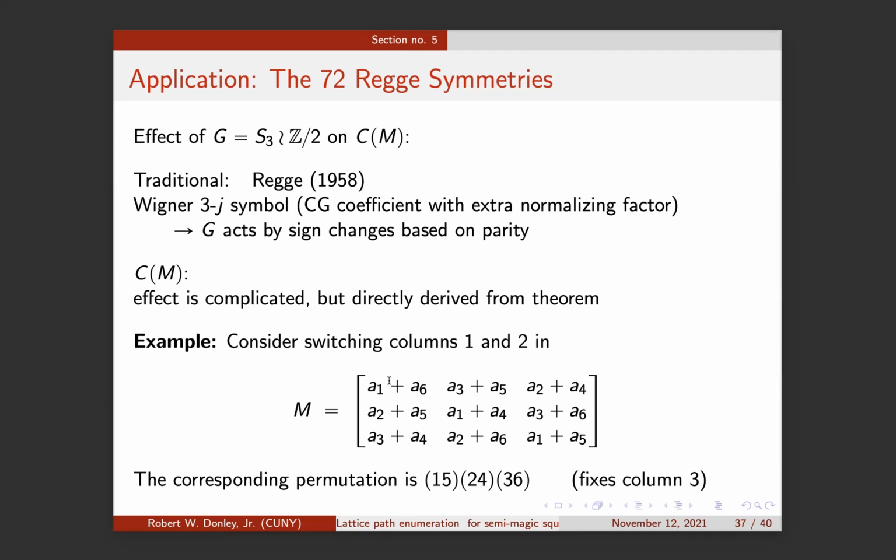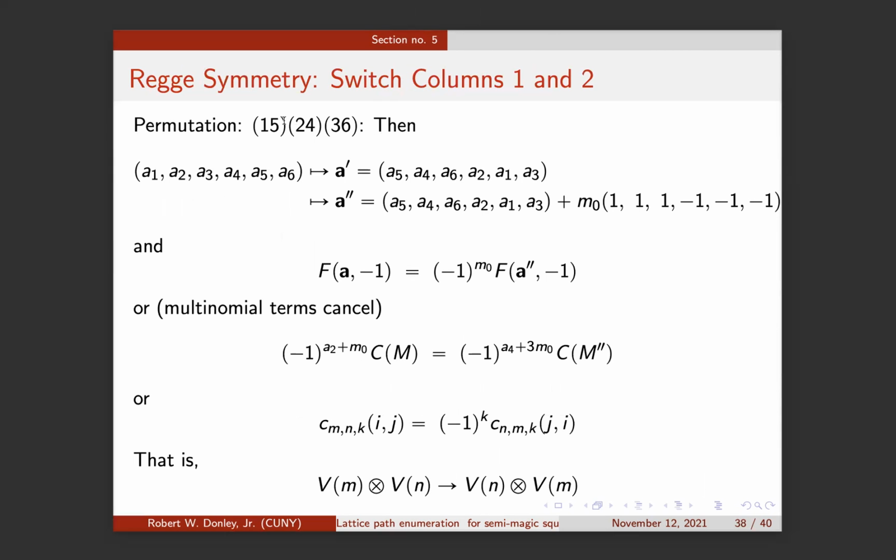So if I switch columns 1 and 2, now that's a lot to look at, but you're fixing column 3, so you could guess that we switch 2, 4, 3, 6, and 1, 5. That's exactly the switch for columns 1 and 2. If we apply that to our unique representative for our semi-magic square, which I need to compute in F, I'll get a new 6-tuple. But if I want to put it in F, F is only defined for the unique representative if you want the summation to come out right.